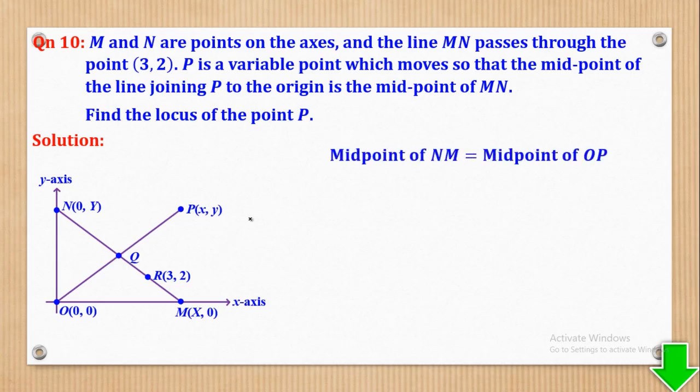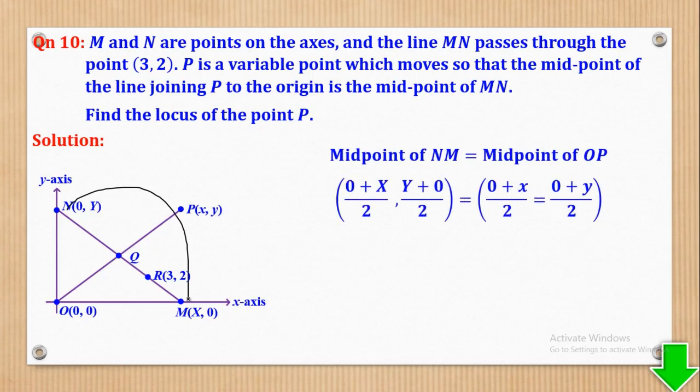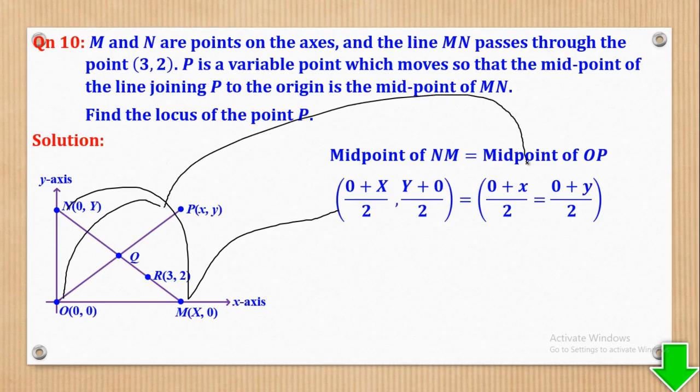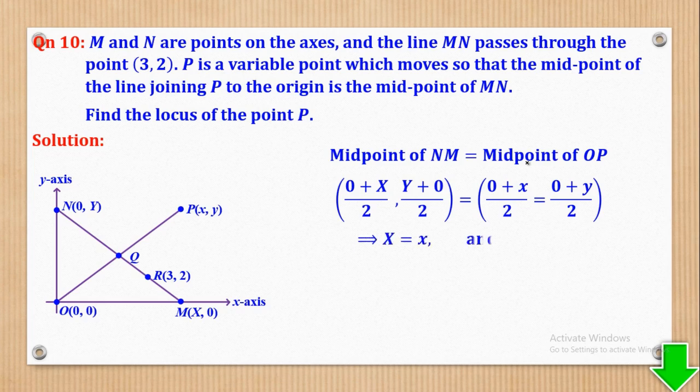Therefore, the midpoint of NM is equal to the midpoint of OP. When I use NM, the midpoint will be the average of the x and y coordinates, and also when I use OP, the midpoint will be the average of their coordinates. Therefore, when I equate the two, I'll come up with this, and when I equate these two, I'll come up with this.